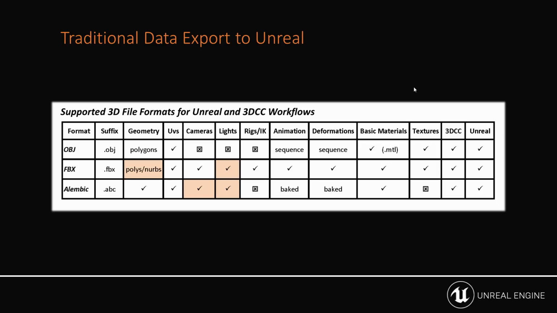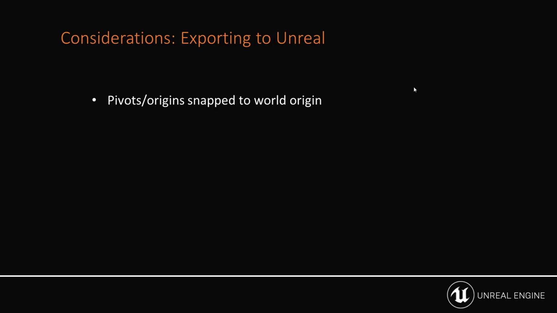But typically, FBX is what you're going to see mostly used between 3D content creation applications and Unreal. So, considerations exporting to Unreal. Typically what we want to see is the ability to place our objects in a scene quite easily without losing their placement. So we need to consider that each object is snapped or placed with its origin at the world origin. And if we do that, it makes it easier to bring all of that data over to Unreal Engine.